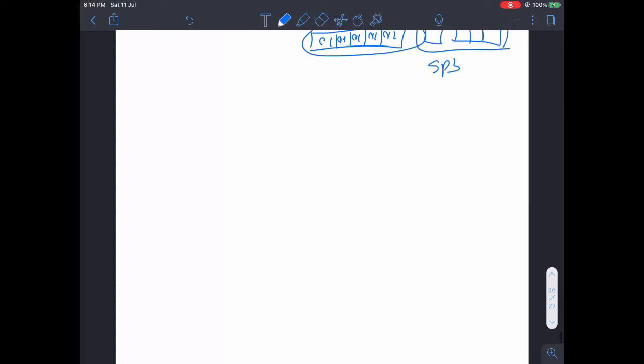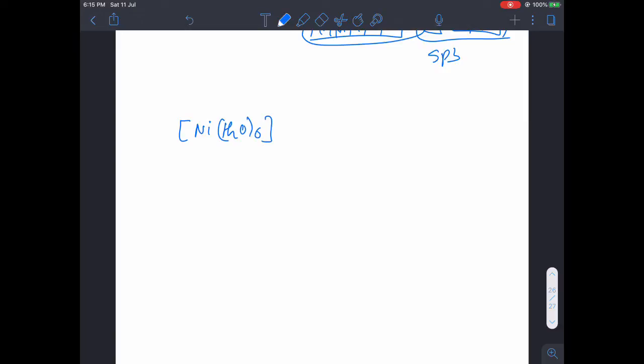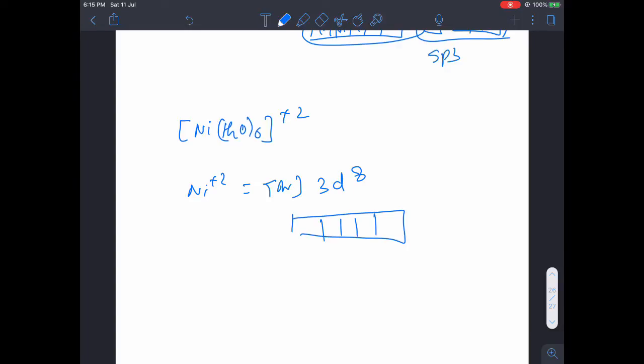Now if we talk about the example which is nickel hexaaqua complex, [Ni(H2O)6]2+, the nickel in +2 state is nothing but [Ar] 3d8, and in the d8 state we have two unpaired electrons. Since it is not a strong field ligand and nickel is in the +2 state, there is no chance of pairing. So what will happen? 4s, 4p and 4d will be there.